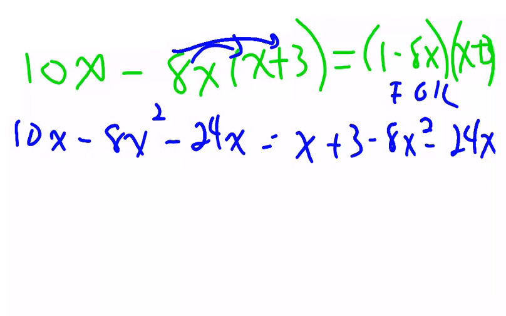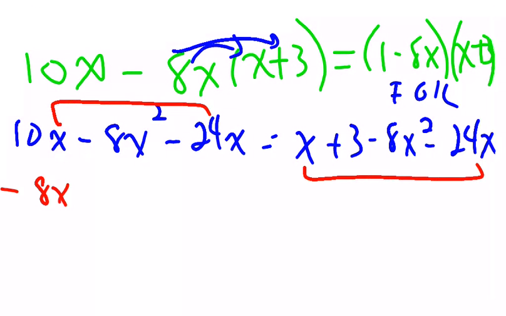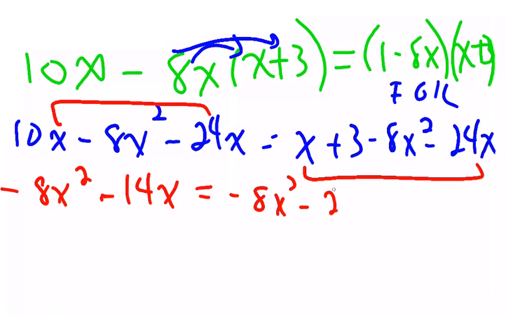Now we need to combine like terms, so these two are alike. These two are alike. So we have the negative 8x squared, but we have 10 minus 24. That gives us negative 14x equals. Then over here we have the negative 8x squared, and then x minus 24x is minus 23x, and then plus the 3. Now we need to start moving things over.